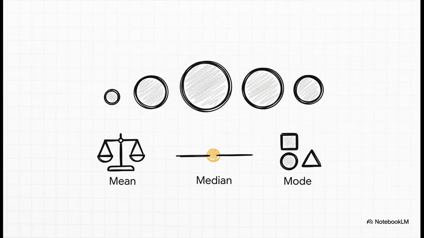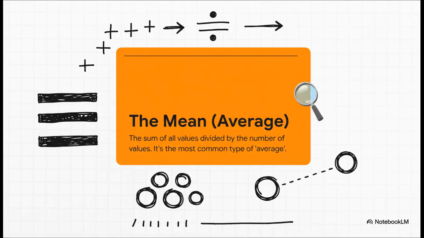Okay, to see how this works, let's start with a really simple, clean set of numbers. We've got 5, 6, 7, 8, and 9. Nice and balanced. We're going to use this to look at the three main ways to find the middle. First up, we have the mean. Now, this is the one you learned in school. It's what pretty much everyone thinks of when they hear the word average.